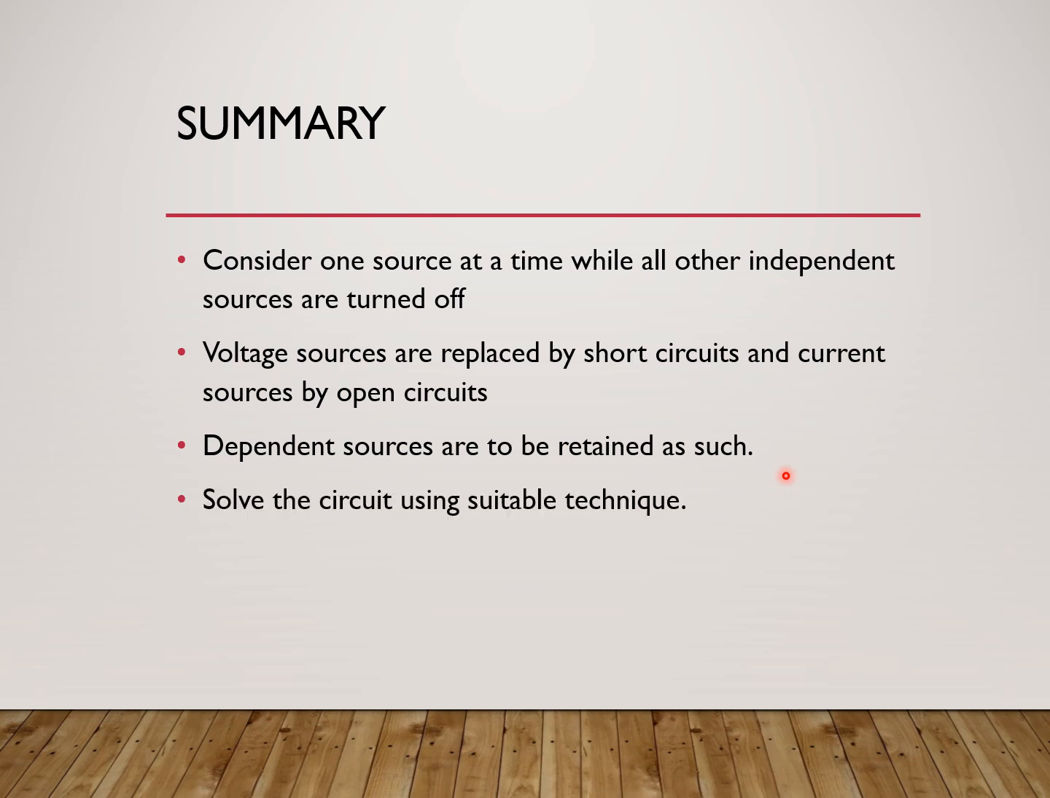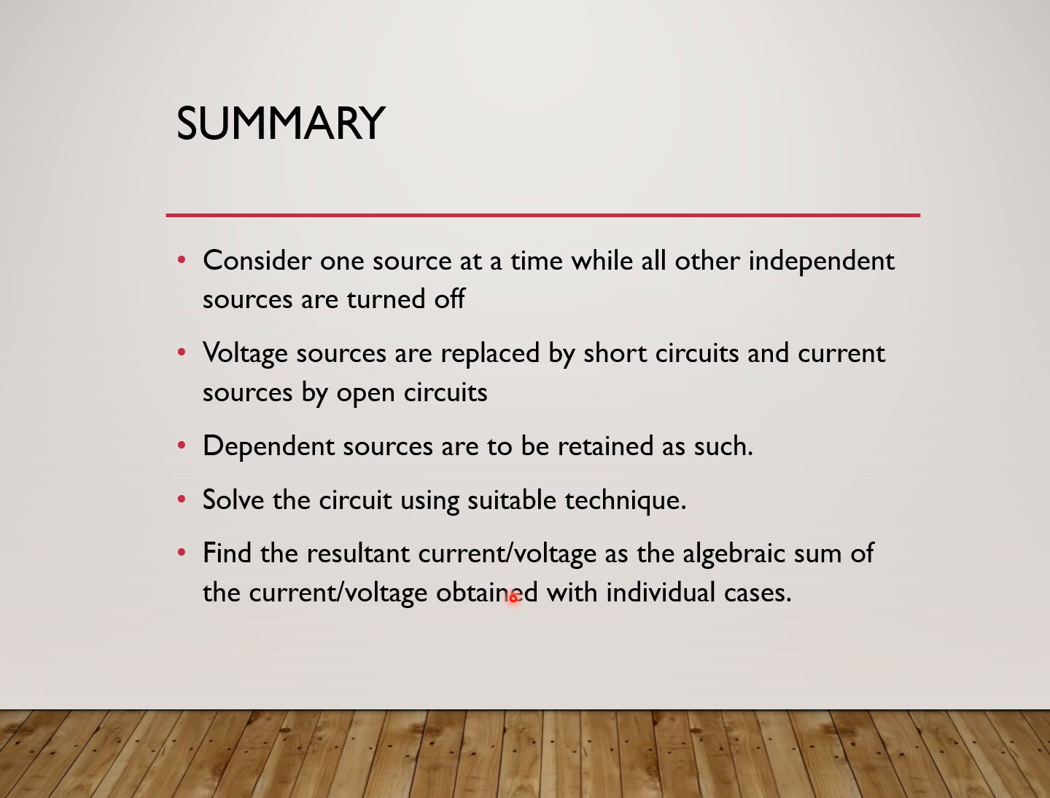Once you do this, for each individual case, you solve the circuit using a suitable technique, whichever you want: node analysis, mesh analysis, KVL, KCL, whatever it is. Then find the resultant current or voltage for the particular element which is asked. It is found as the algebraic sum of the currents or voltages obtained in the individual cases. So each case separately you find out, then add the different cases together.